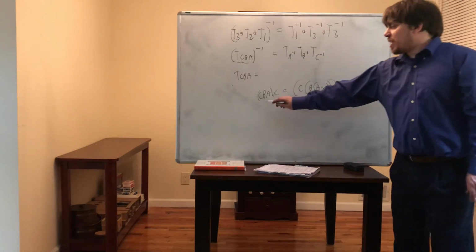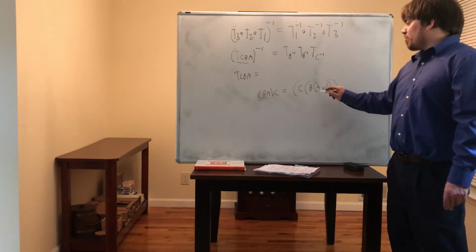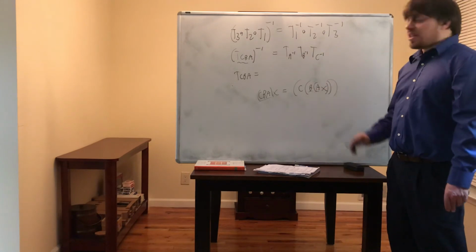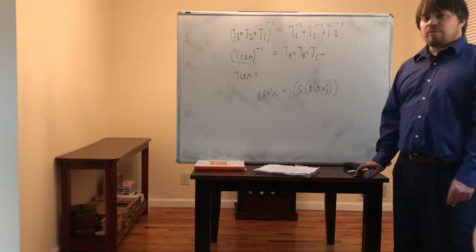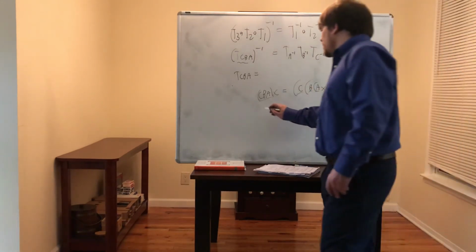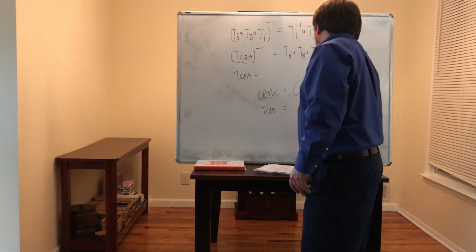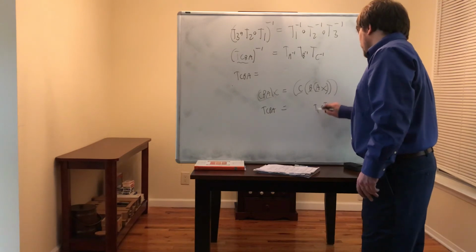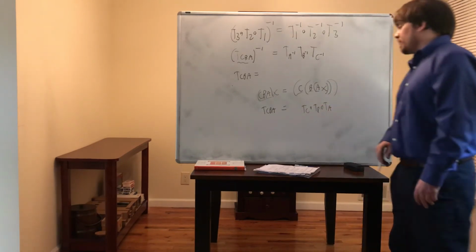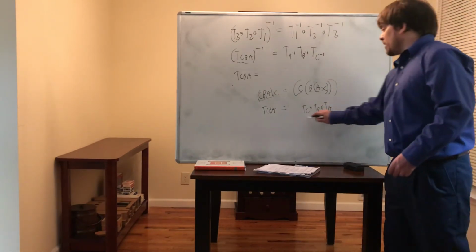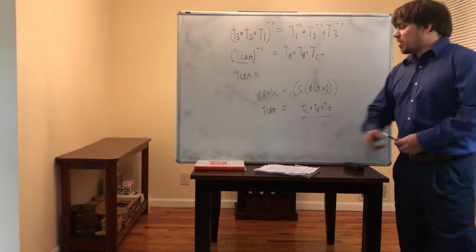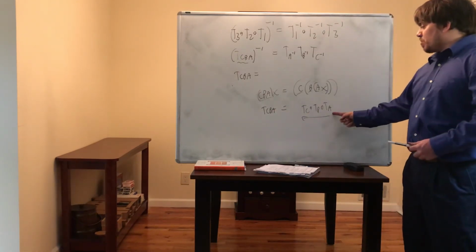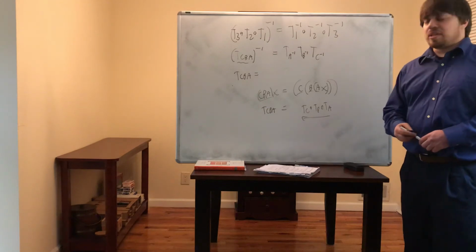So left multiplication by CBA is the same as first left multiplication by A, then left multiplication by B, then left multiplication by C. And so that means that T sub CBA is equal to, first you do T sub A, then you do T sub B, then you do T sub C, because you're going from right to left when you do composition. So left multiplication by CBA is left multiplication by A, then B, then C.